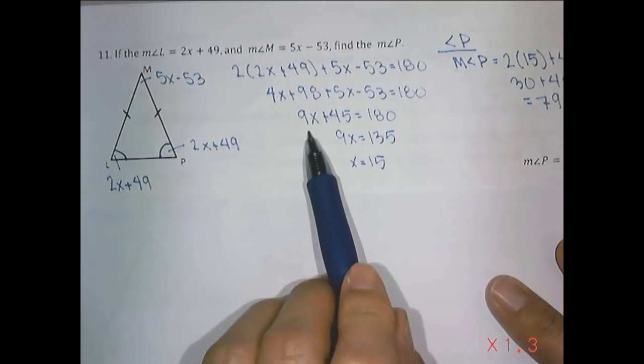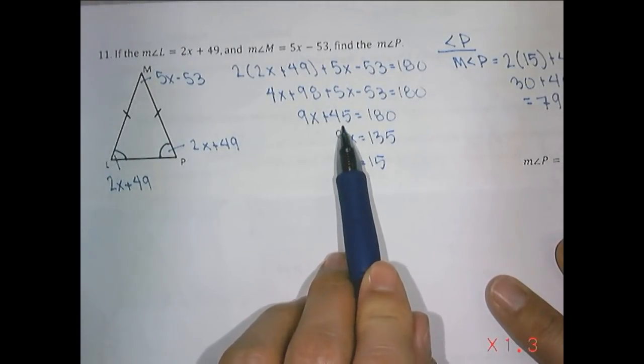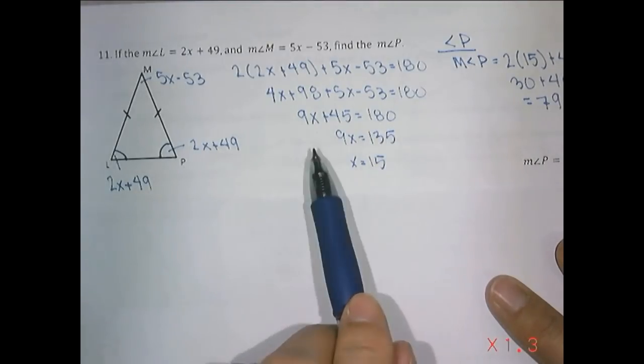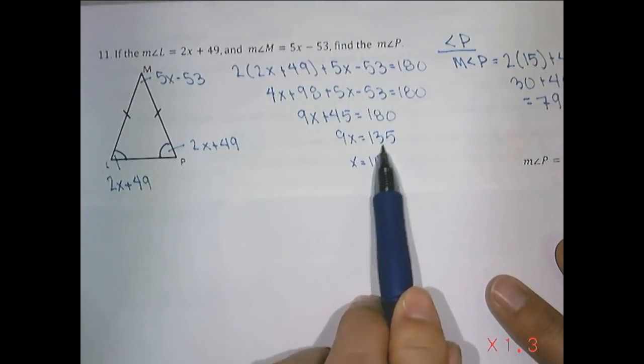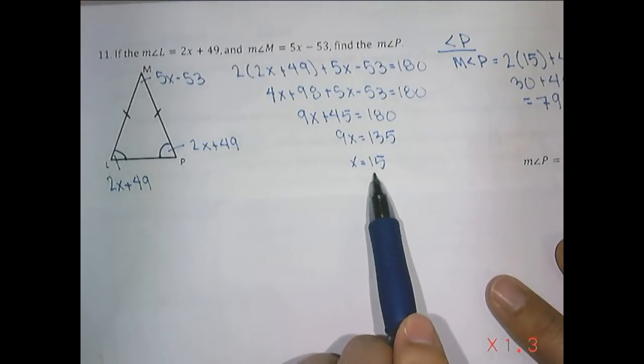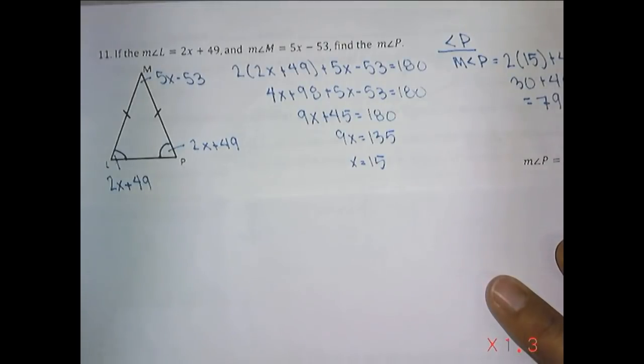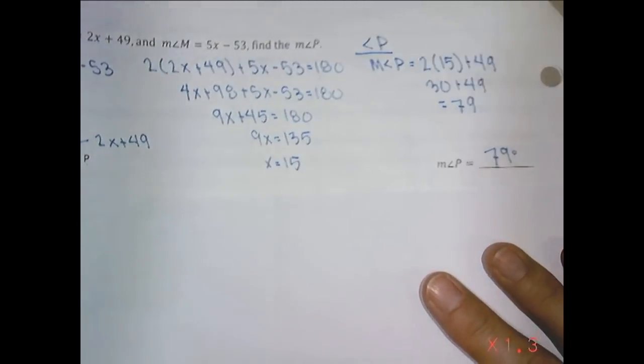Combine like terms. 9x plus 45 equals 180. Subtract 45, 9x equals 135. And then you get x equals 15. Well, that's great, but you're not done. You still need to find angle P.